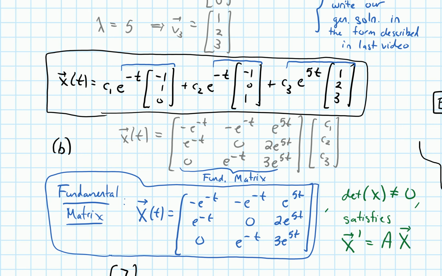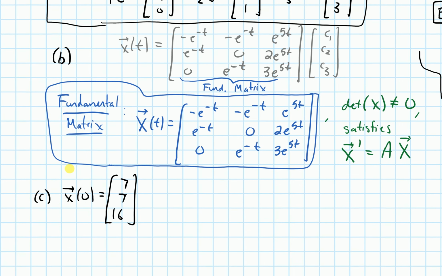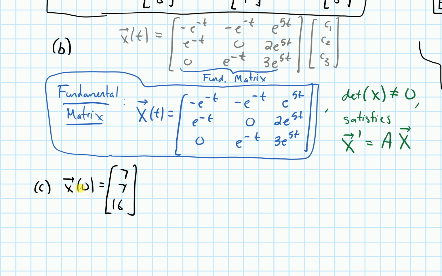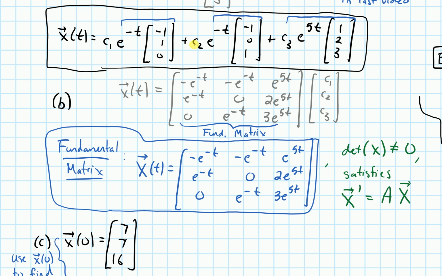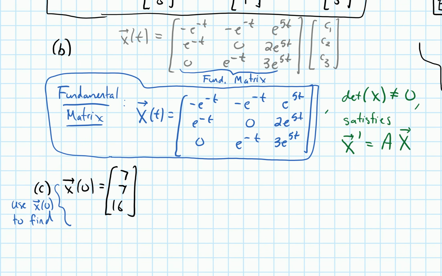So now let's solve that initial value problem. This was part C. In part C, we were given that x of 0 is the vector 7, 7, 16. In an initial value problem like this, we use this initial value, x of 0, to find these unknown constants, the C1, the C2, and the C3. So we're going to use x of 0 to find the Ci's.